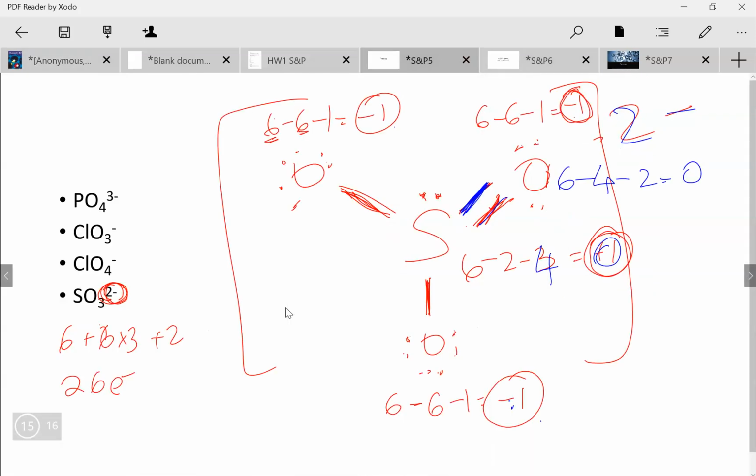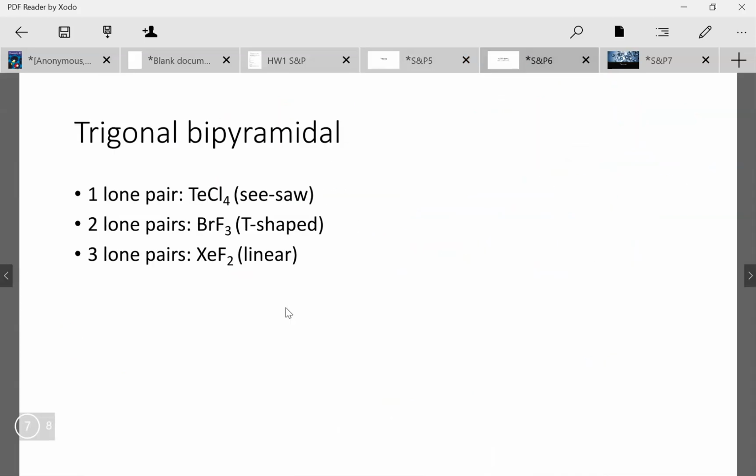This is probably the most complicated one. The trigonal bipyramidal has the most variations. You could have an AX4E, which would make it seesaw-shaped, for example, TeCl4.